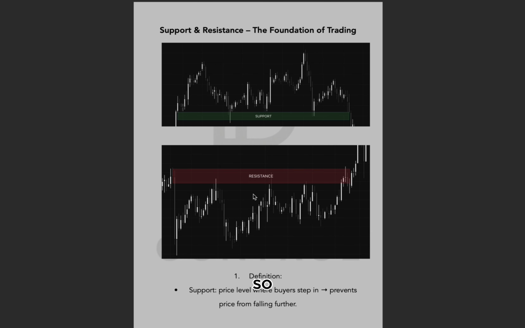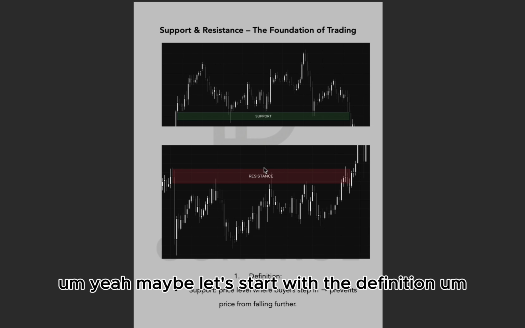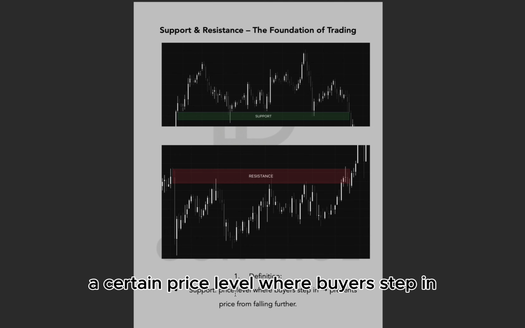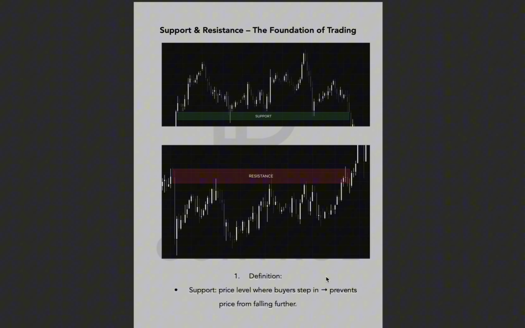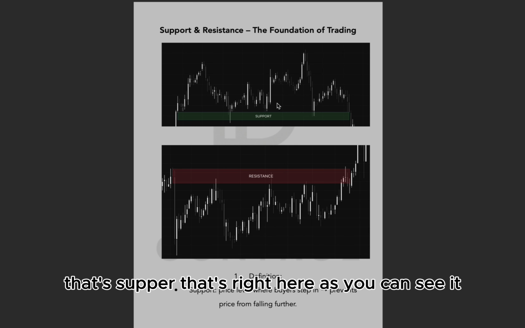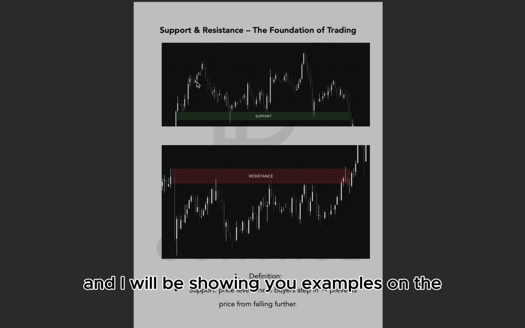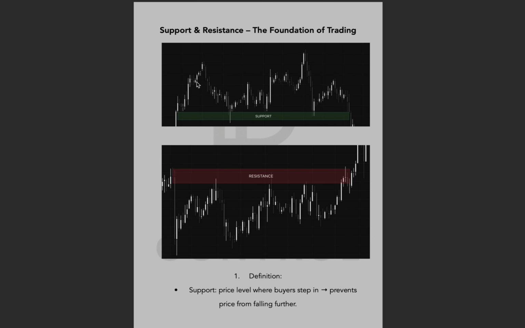Okay, so maybe let's start with the definition. As you can see, it's a price level, a certain price level where buyers step in, and it prevents price from falling further. That's support, that's right here. We'll be looking at charts later, and I will be showing you examples on the spot.